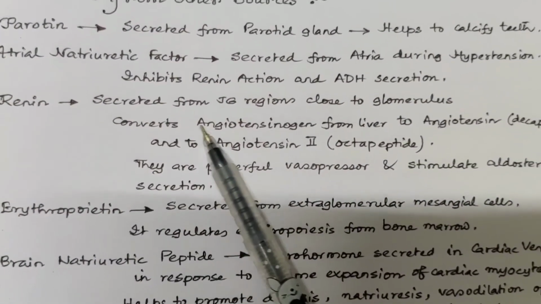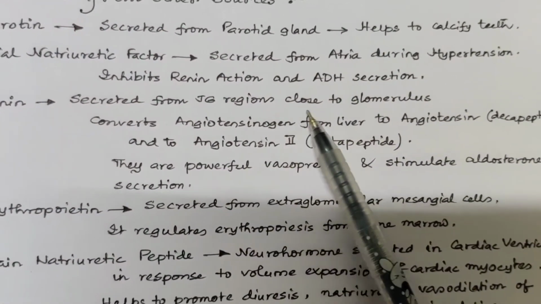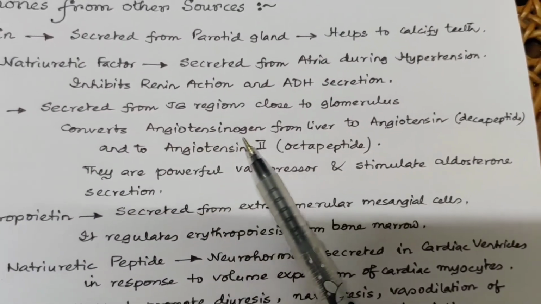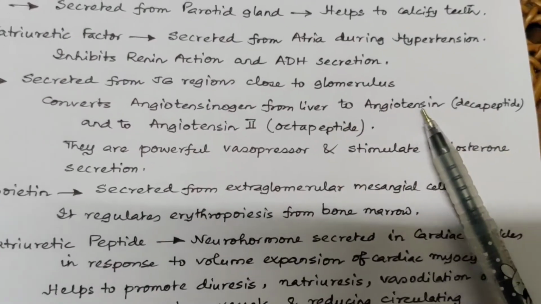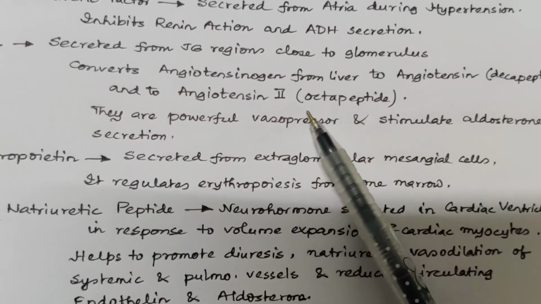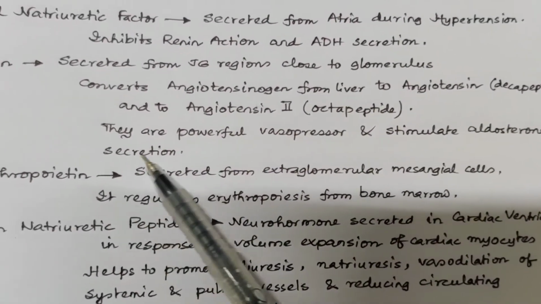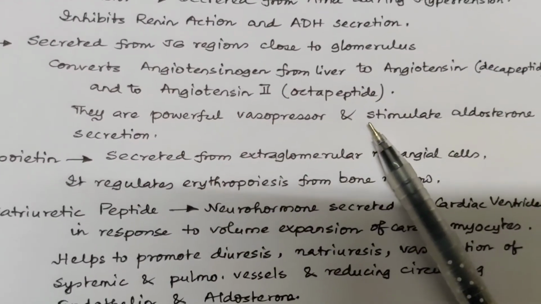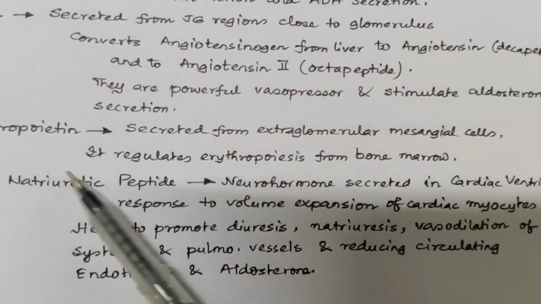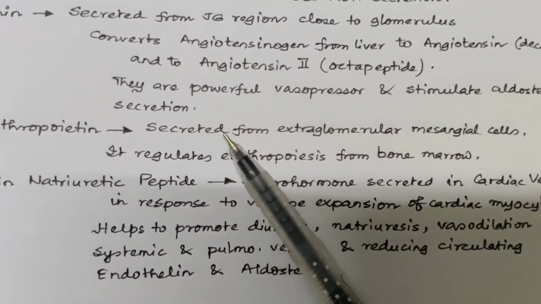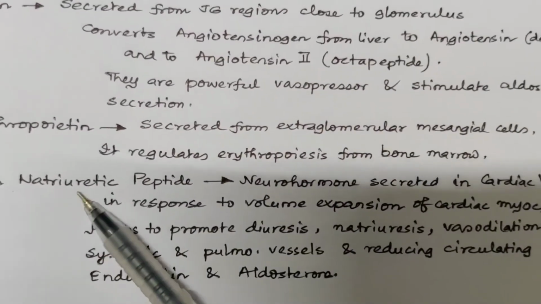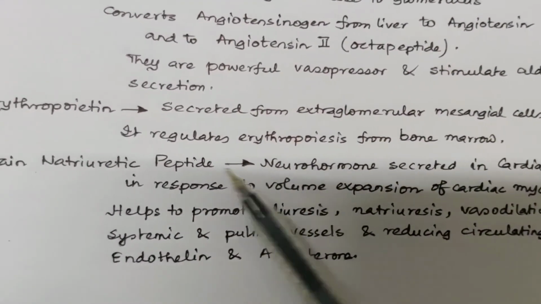Then renin is secreted from the juxtaglomerular regions close to the glomerulus of kidney nephrons. It converts angiotensinogen from the liver into angiotensin 1, which is a decapeptide, and finally to angiotensin 2, which is an octapeptide. They are very powerful vasopressors and stimulate aldosterone secretion. Then erythropoietin is also secreted from extraglomerular mesangial cells of the kidneys. It regulates erythropoiesis from the bone marrow.